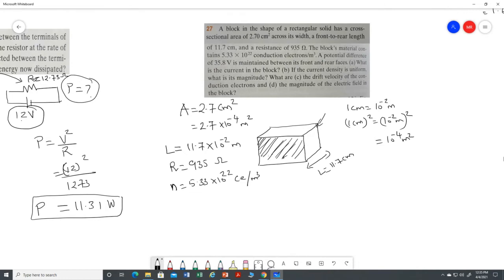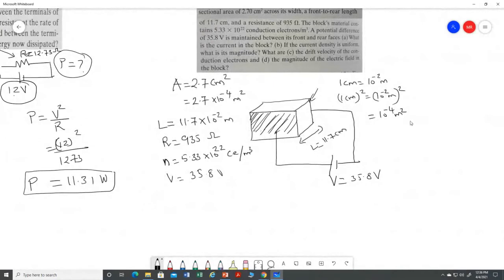So you have this many electrons in this block, and now you are setting the potential between the front side and the back side. I'm going to connect a battery from the front side of the block to the back side of the block. You are going to substitute 35.8 volt. So I have to write 35.8 volt here. Now you can see, my dear, the information given in the question: the area of the block, the length from the front side to the back side is 11.7 centimeter, the resistance is 935 ohm, the number of electrons in this block is 5.33 multiplied by 10 to the power of 22, and the voltage across the front side and the back side is 35.8 volt.